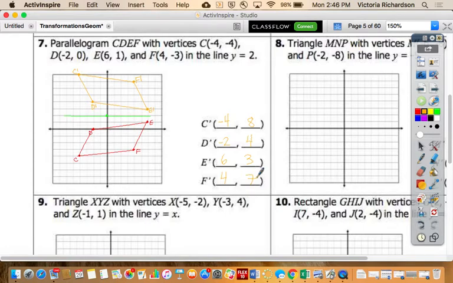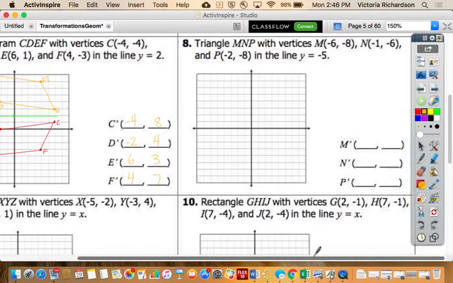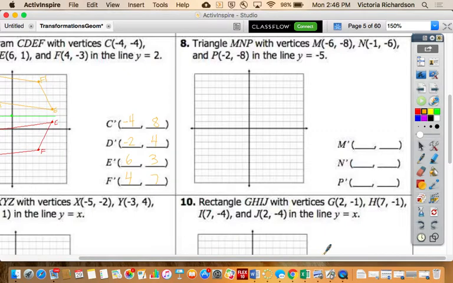You're going to try and do the same thing with the triangle for number 8. And your line of reflection is y equals -5. Y equals -5 falls below the origin. So 1, 2, 3, 4, 5. There's your point. Your line. Remember, when you have y equals, it's going to be horizontal. So you have to graph above and you have to graph below.